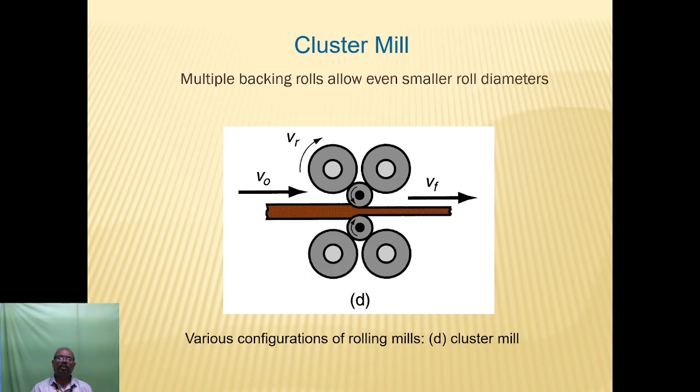This figure shows a cluster mill. There will be multiple packing rolls, allowing even smaller roll diameters. So from the cluster mills we can produce smaller diameter products.